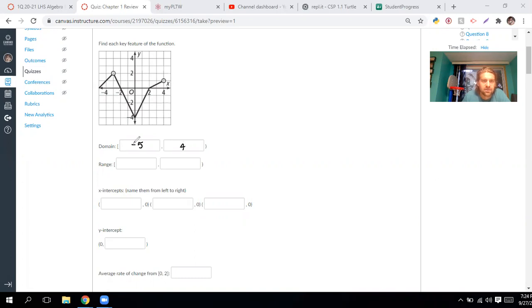That's how far it covers. The range is how low to how high. The lowest this goes down is -4. The highest this graph gets up to is just about 2. It's 2, so there we go.